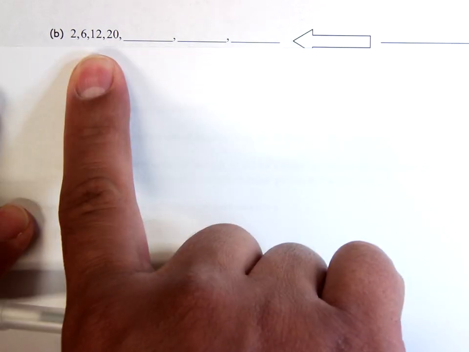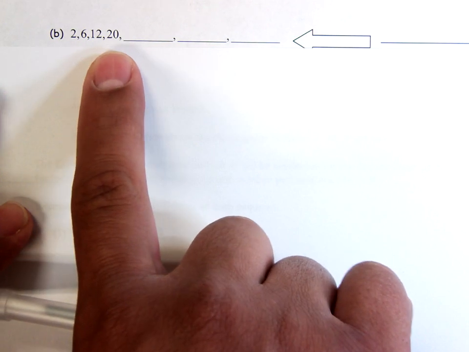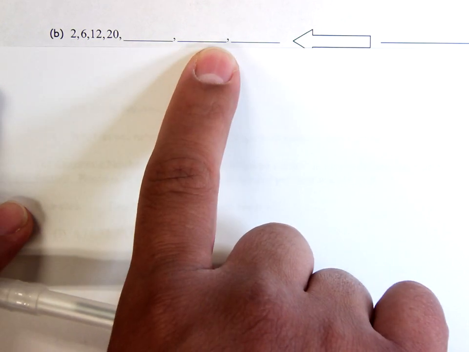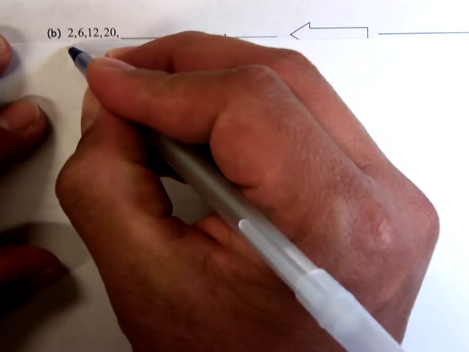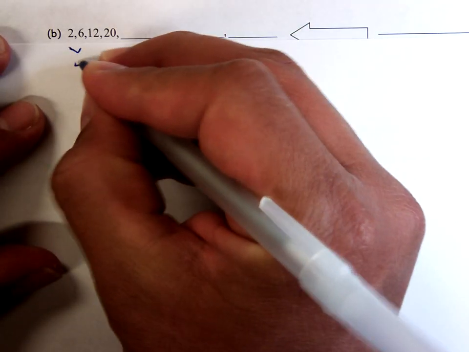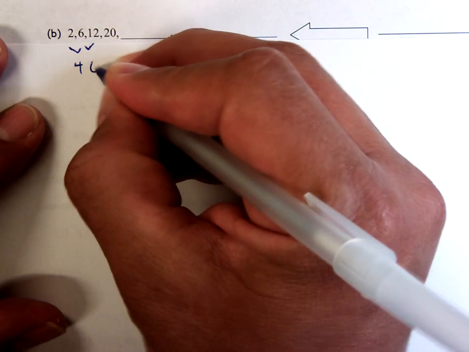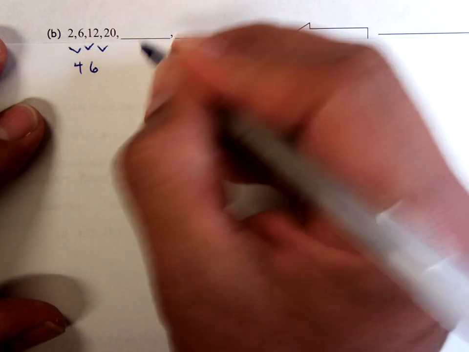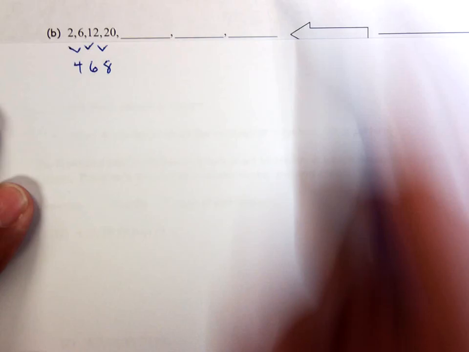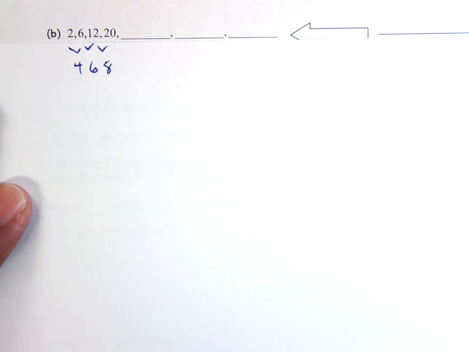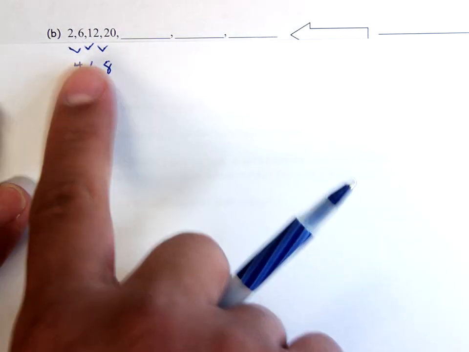Okay, so what I'm trying to do is figure out what the rule is and what numbers might come next. So I do my first differences. From 2 to 6, that's a difference of 4. From 6 to 12, that's a difference of 6. From 12 to 20, that's a difference of 8. Okay, so I notice it's not constant. It's not a constant rate of change. So I know it's not linear.